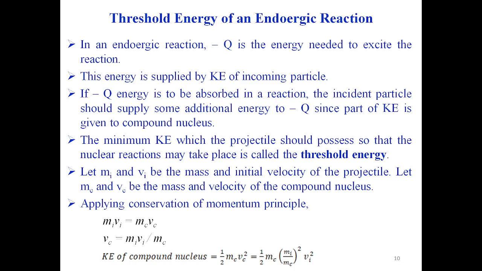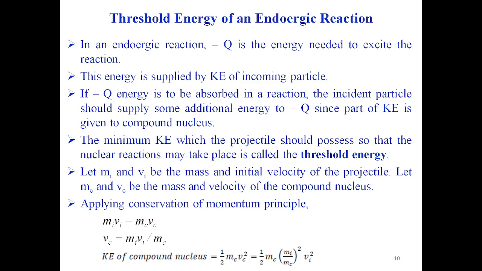Let Mi and Vi be the mass and initial velocity of the projectile. Let Mc and Vc be the mass and velocity of the compound nucleus. Applying the conservation of momentum principle, we have MiVi, the momentum before collision, and McVc, the momentum after collision. That means the momentum of the compound nucleus. From this we can find the velocity of the compound nucleus, which is MiVi divided by Mc.